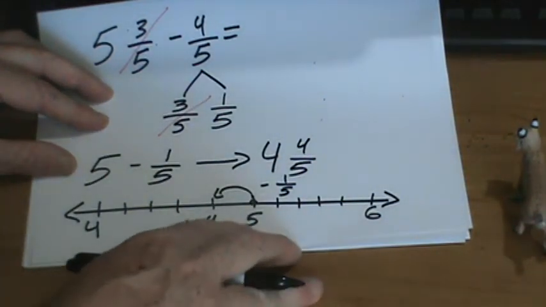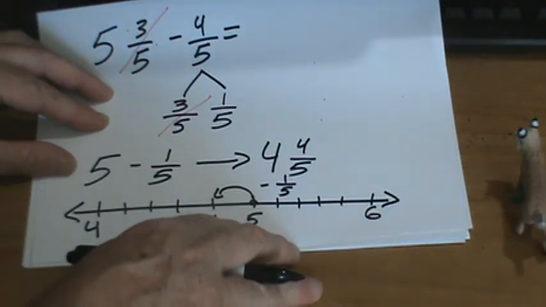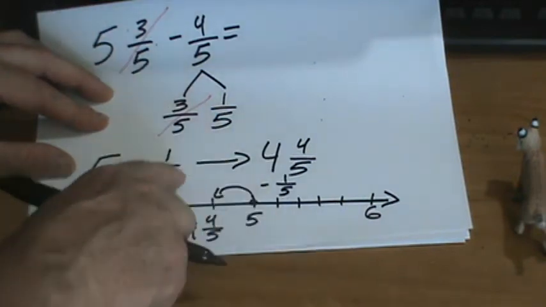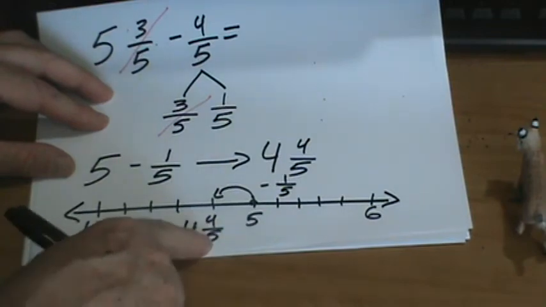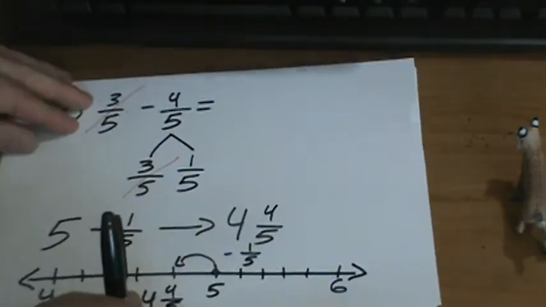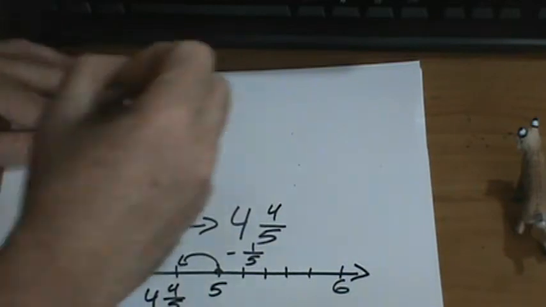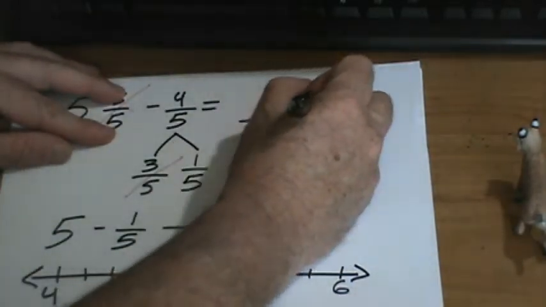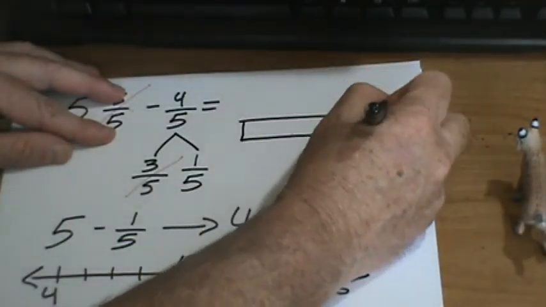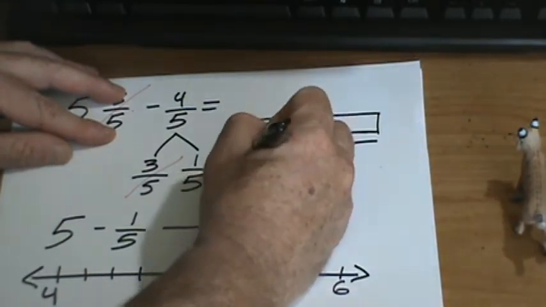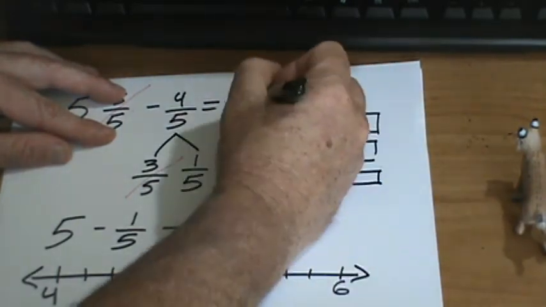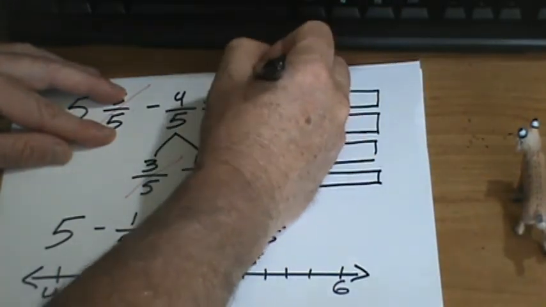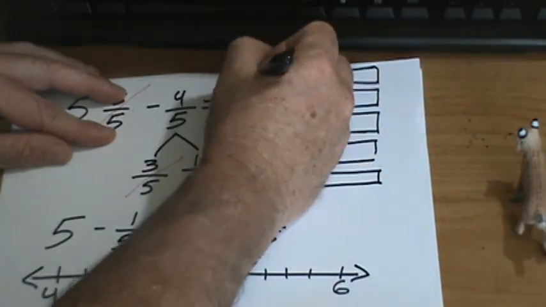So picture, if you had 5 pies maybe, or 5 plates of brownies, and you cut them into 5 parts, and you gave away 1 fifth, then you'd only have 4 plates plus the 4 fifths. In fact, let's just do another little diagram, just so we can really get this down. We're going to start out with 5 wholes: 1, 2, 3, 4, and 5.